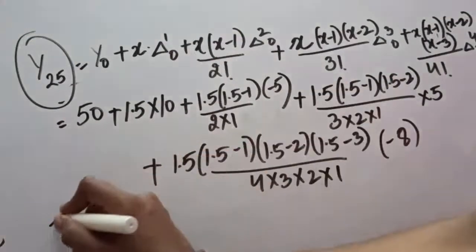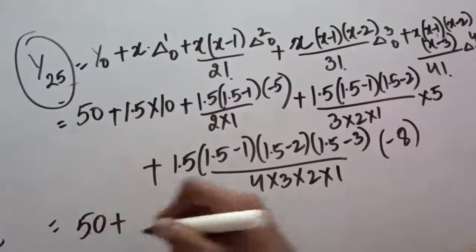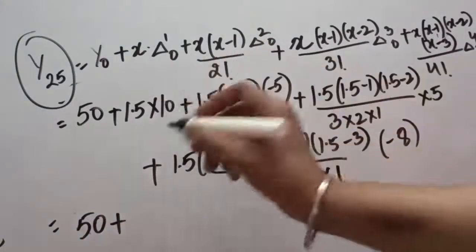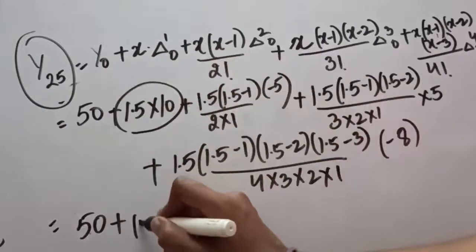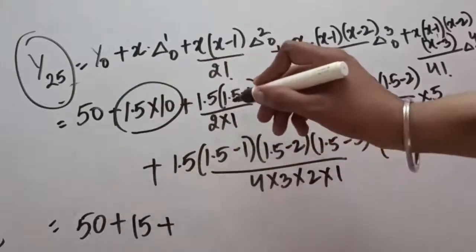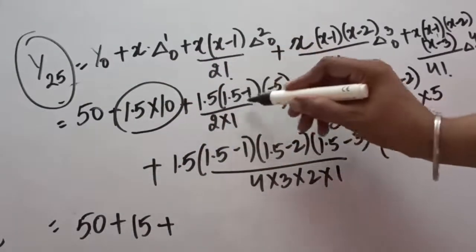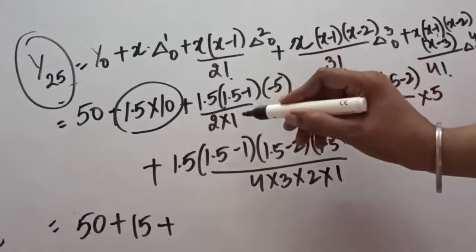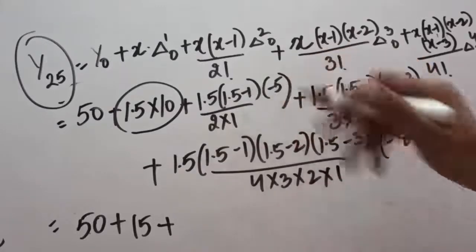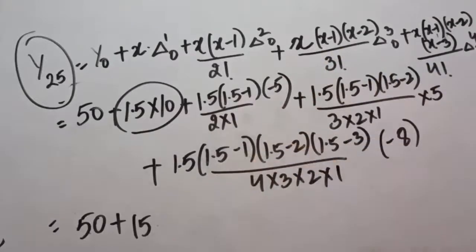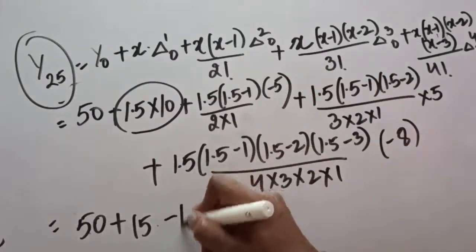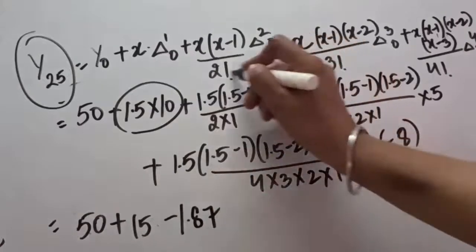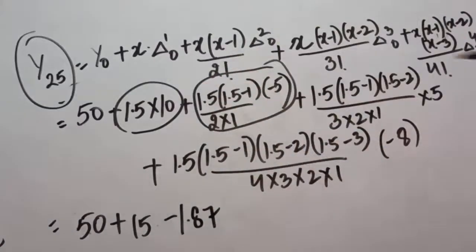Now let us solve this. This is 50 plus 1.5 into 10. This will be 15 plus. Next is 1.5. Solving this it will be 0.5. Then minus 5 divided by 2. So this will be coming in the negative. So when you solve this it will be minus 1.87. This entire portion. Coming to the next.